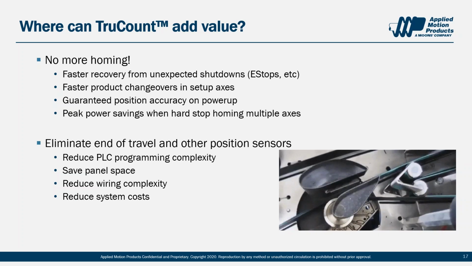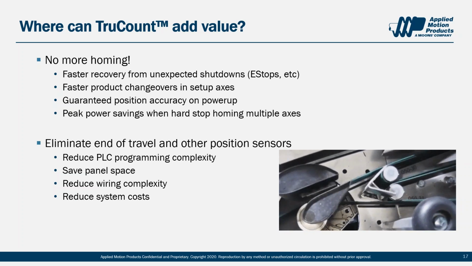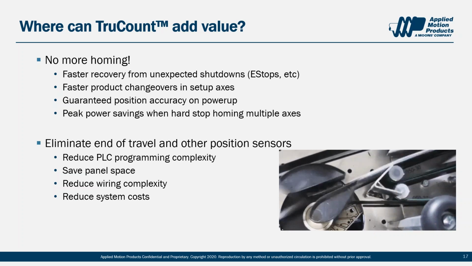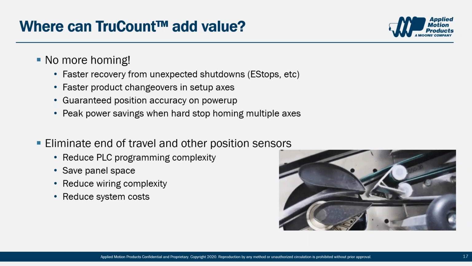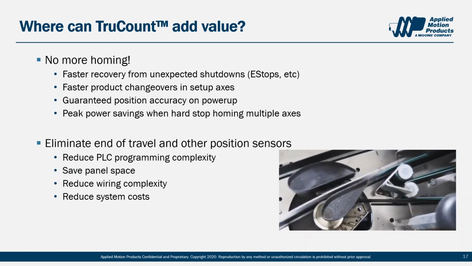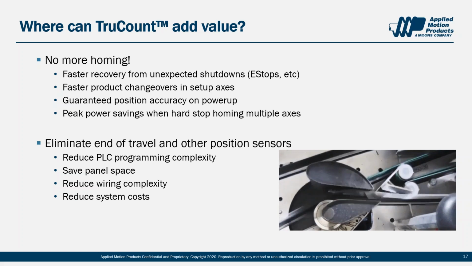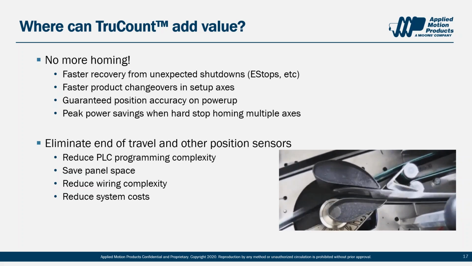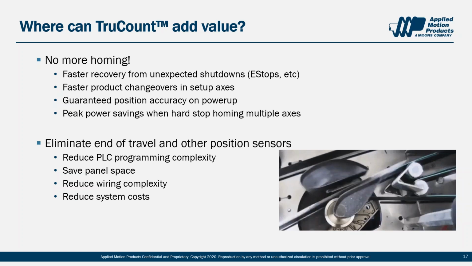It can really pay to look at your application constraints, identify the weakest links, and see if there's a drop-in way to address them. You can also see non-trivial cost and complexity savings with the removed need for external positioning sensors. This allows you to reduce PLC programming complexity, save panel space, reduce wiring complexity, and reduce system costs.